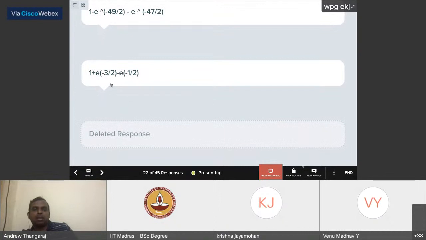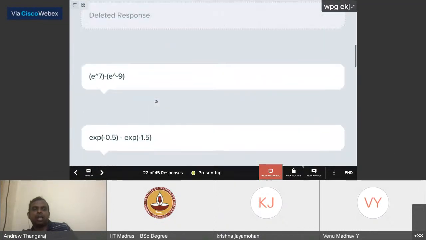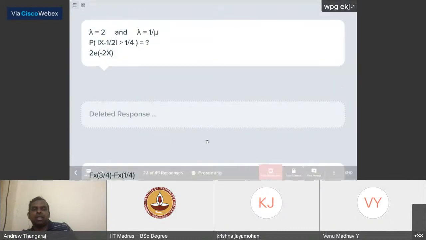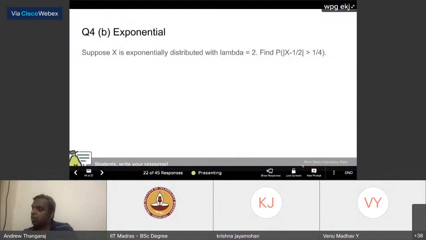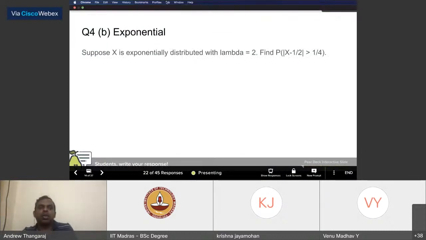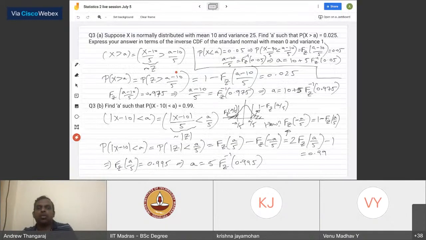This is correct, 1 plus e power minus 3 by 2 minus e power minus half. That's correct. I see more people are converging to the correct answer. You have to calmly do the correct evaluation. So let me show you the solution here for both questions, and you can go over them. You'll get an idea of how I've gone about it.